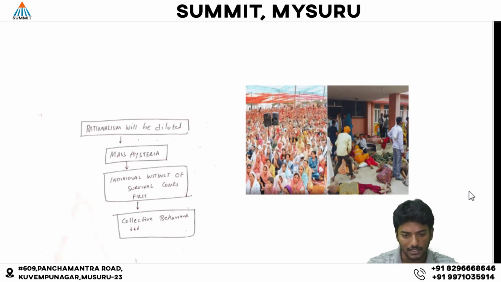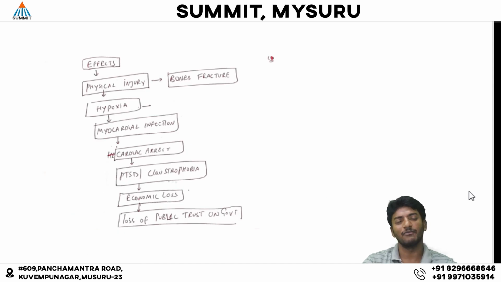What are the effects of the stampede? The effects include physical injury, fracture of bones, neck injuries, hypoxia, and the crushing effect on the chest, which leads to failure of the diaphragm to expand or contract, so that the person cannot inhale or exhale air, and cardiac arrest. The victims of the stampede develop PTSD, that is post-traumatic stress disorder, and also claustrophobia, that is fear of the crowd. Next time, the victims won't participate in any events.